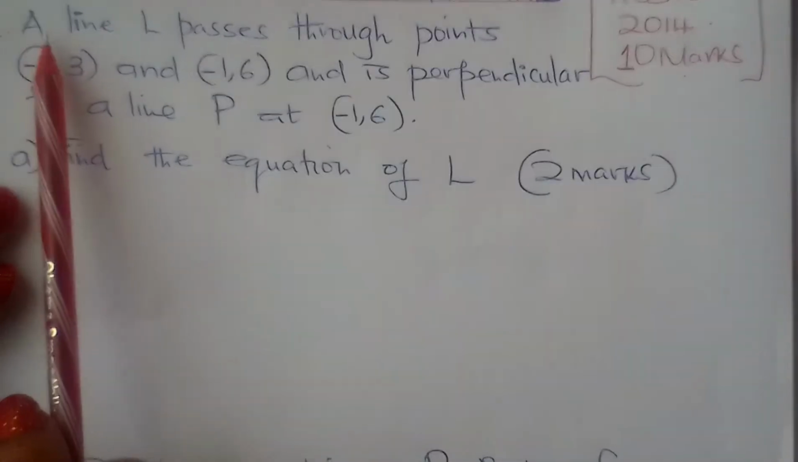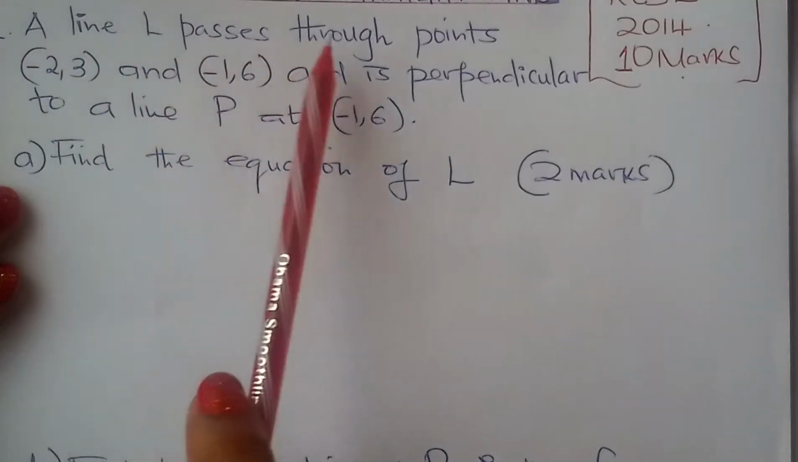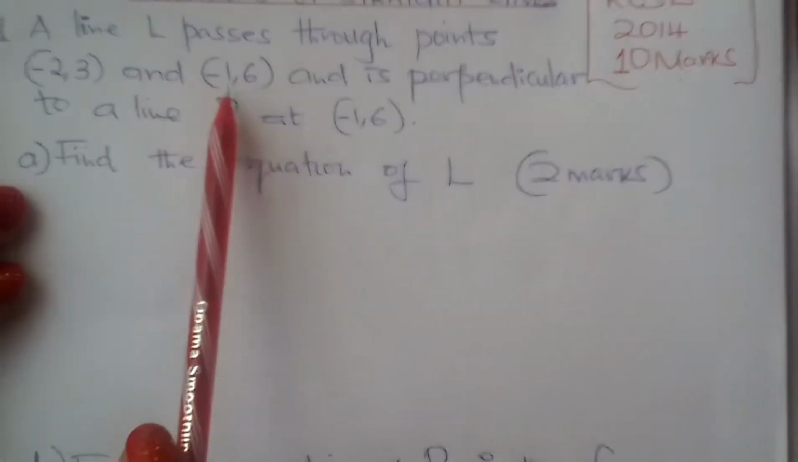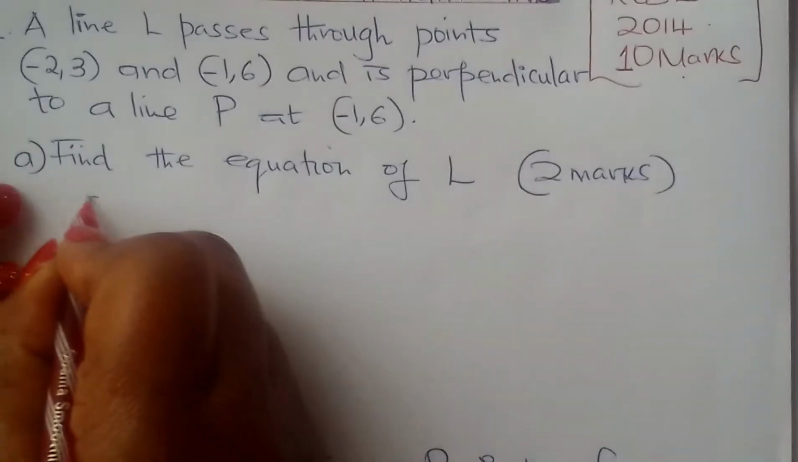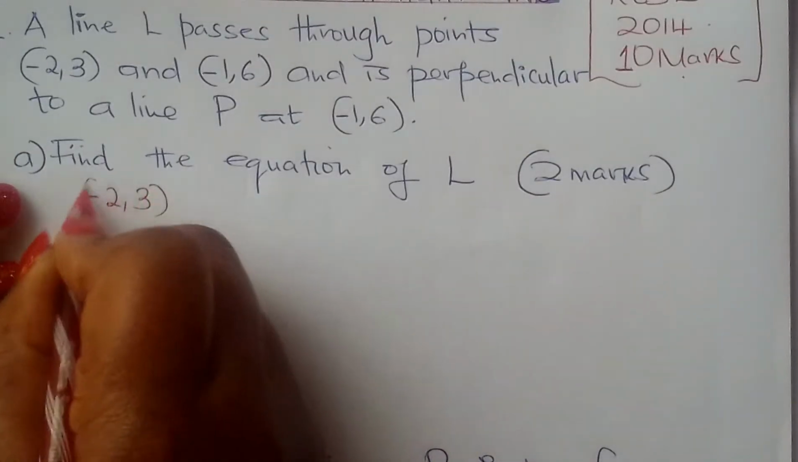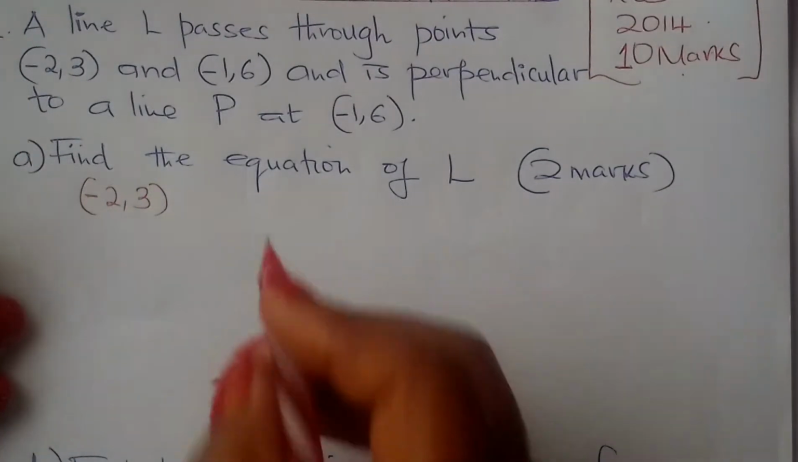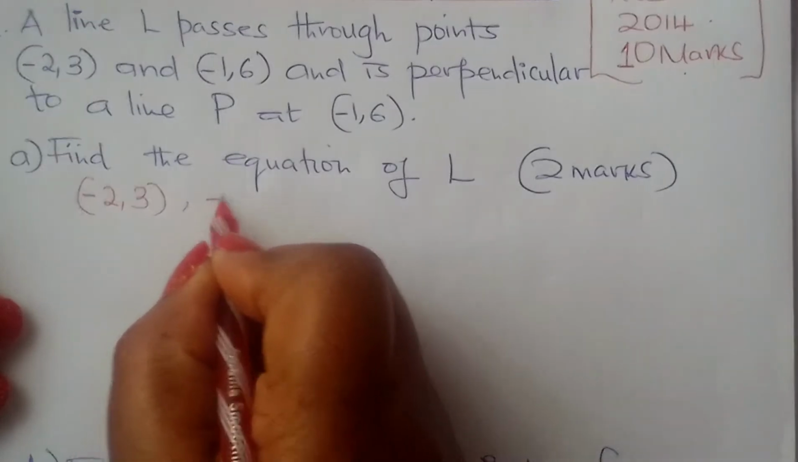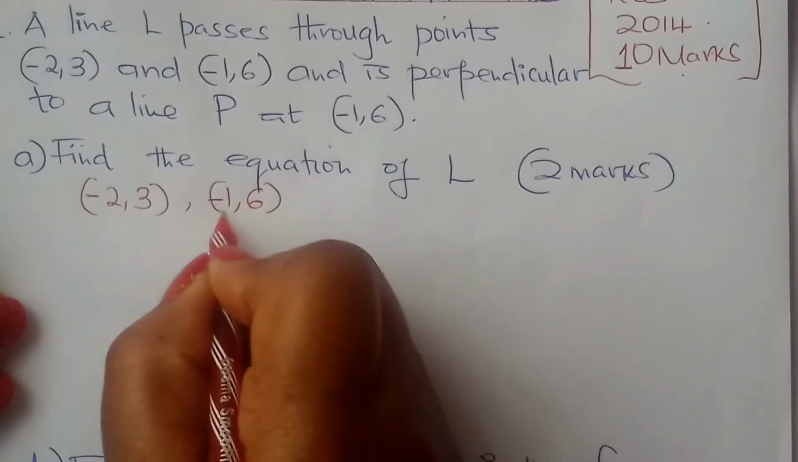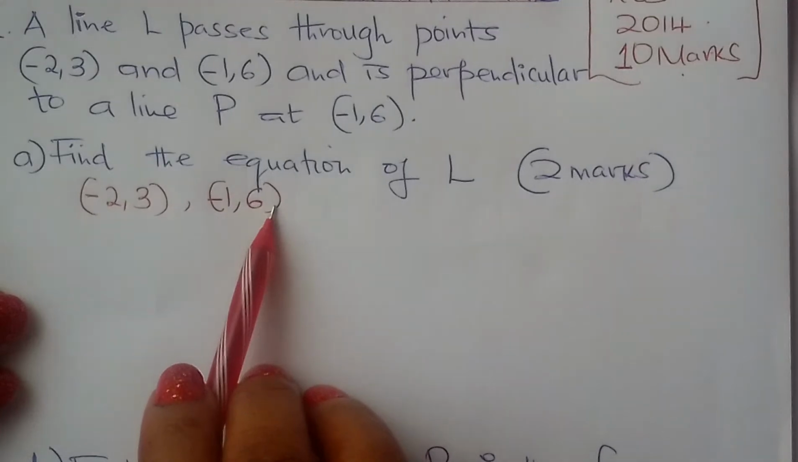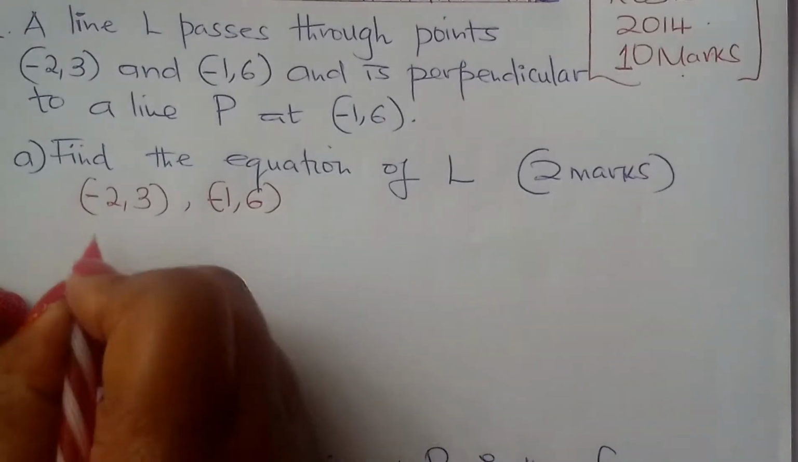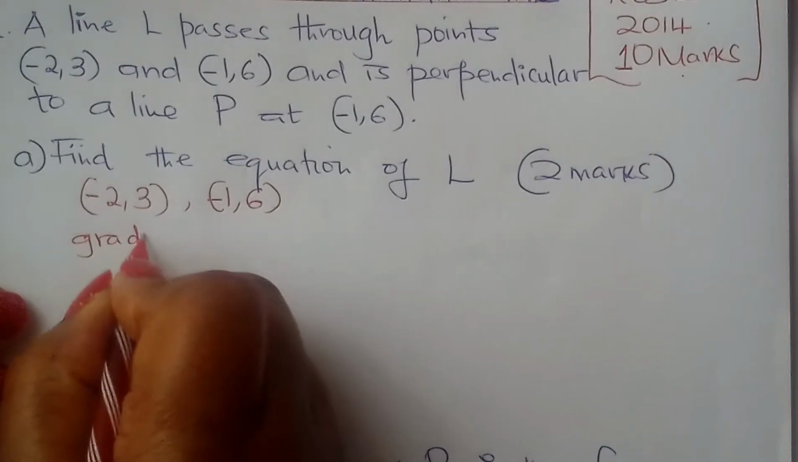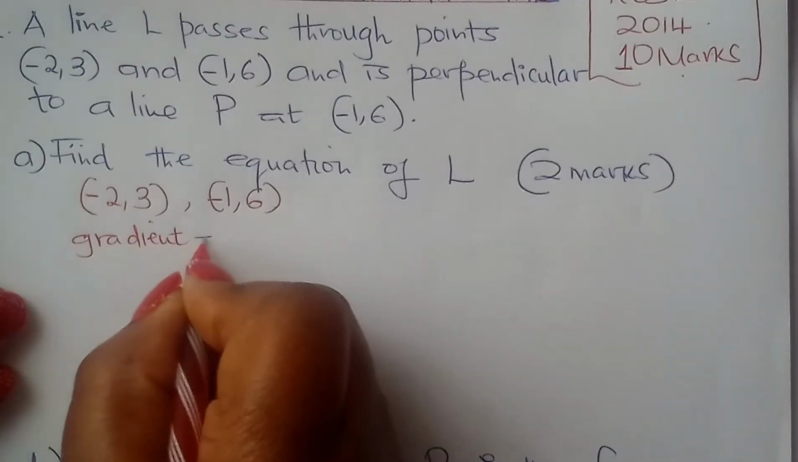We are told that the line L passes through these points. You write them down, learner. So -2, 3 is there and -1, 6. The line passes through these 2 points. So the first thing is to find the gradient of this line. What is the gradient of our line?